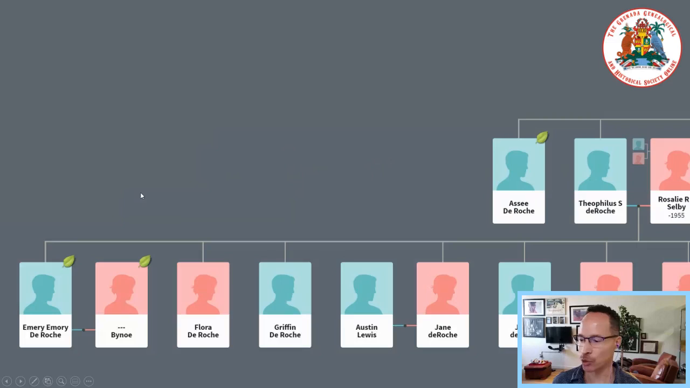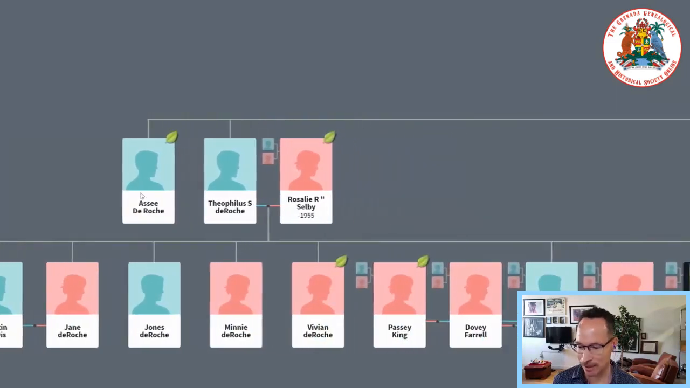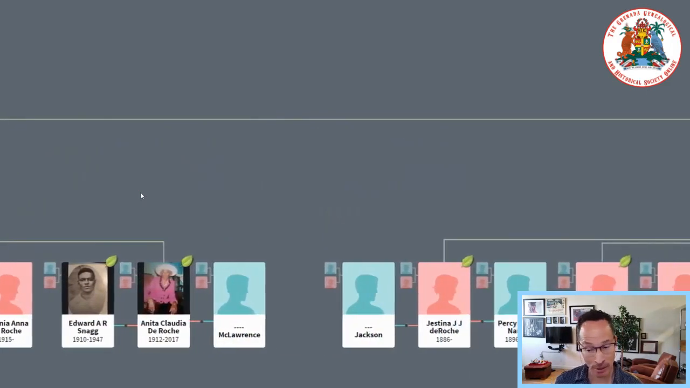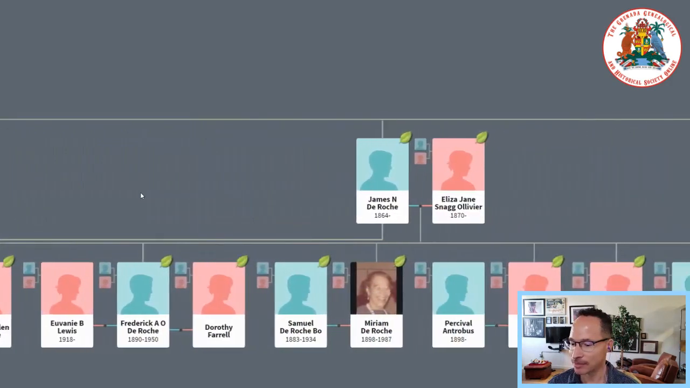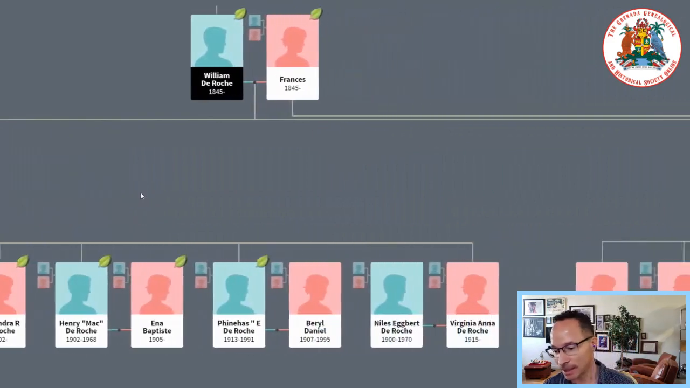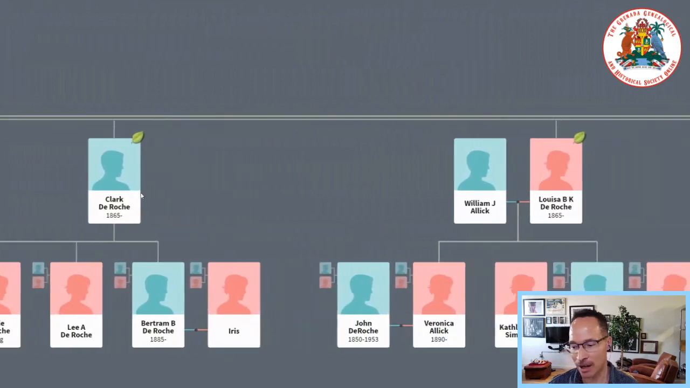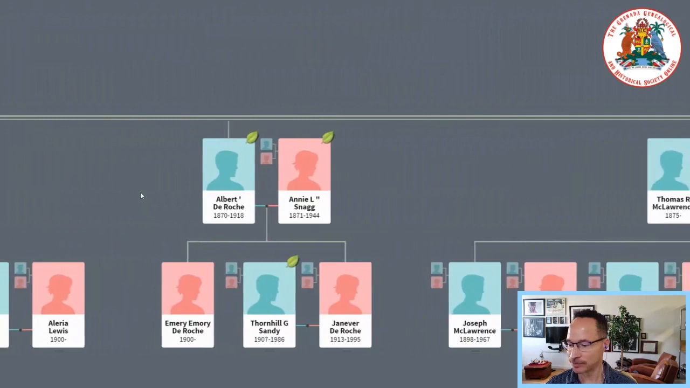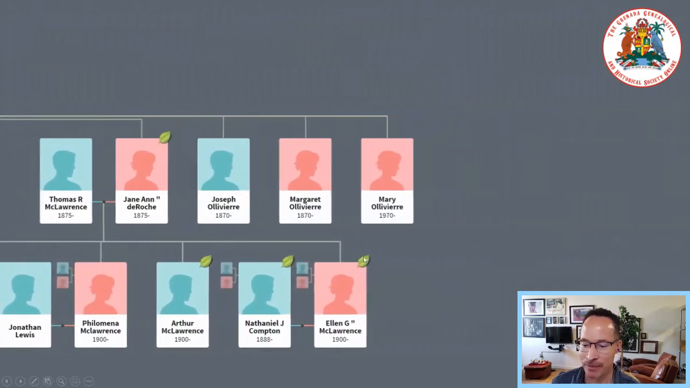So this branch, I'll show you this tree. We'll just pan. We have Daroches, Lewis's, King, Farrell, Snaggs, Mary Daroches, McLawrence, Antrobus, Oliver, and a lot of us are under this branch as well. And we have Comptons.